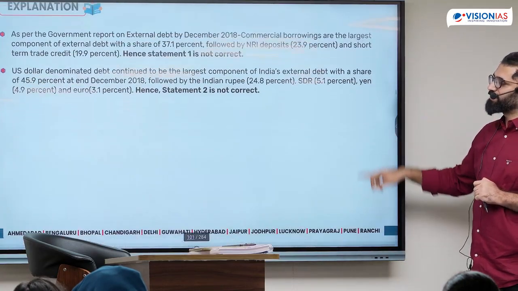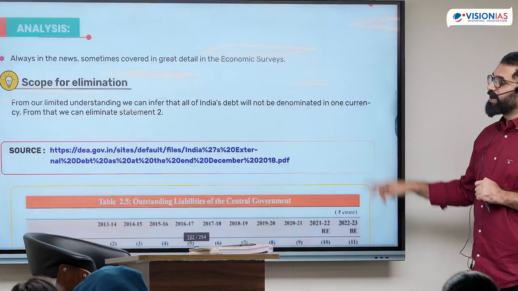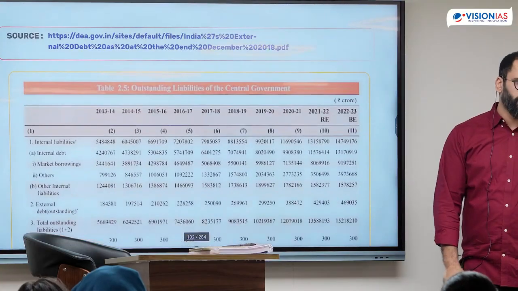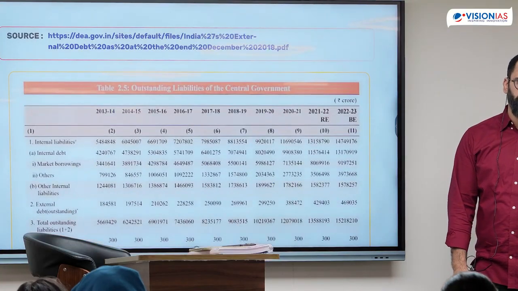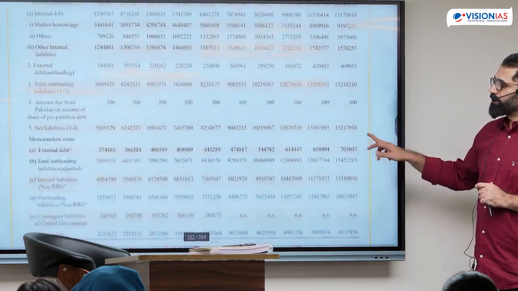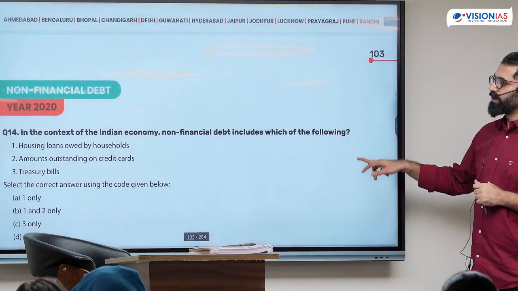Most of the borrowings India has done from outside are external commercial borrowings. And government as a rule does not do commercial borrowings. They mostly take it from governments. They have not taken it from the market.